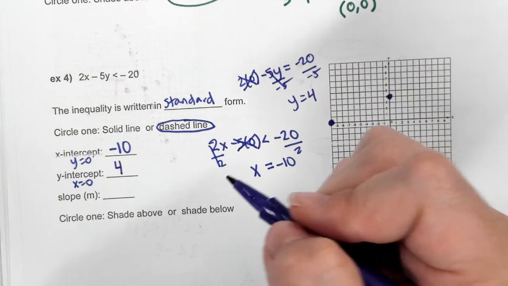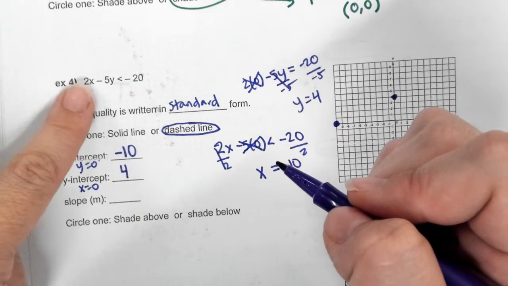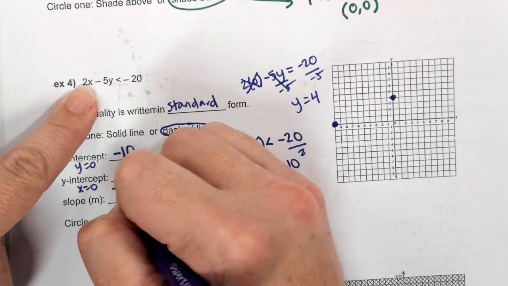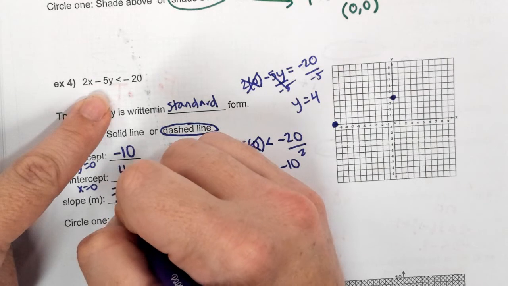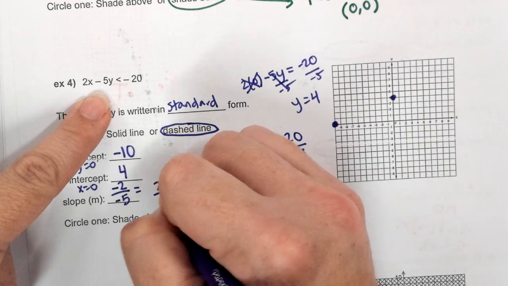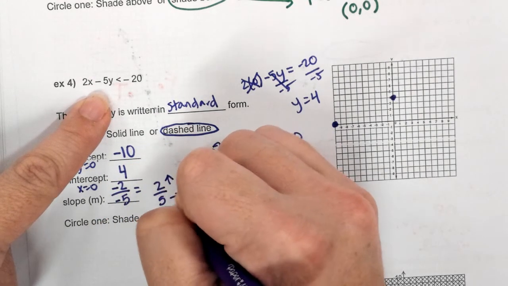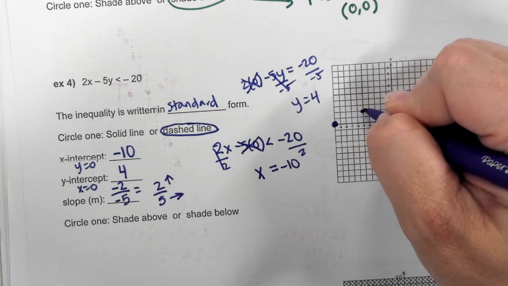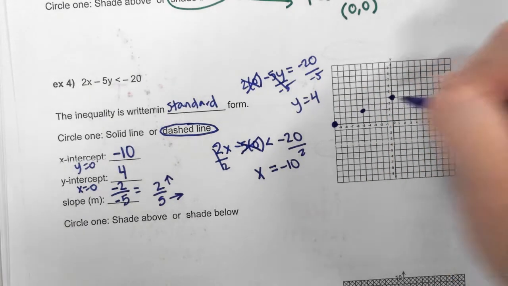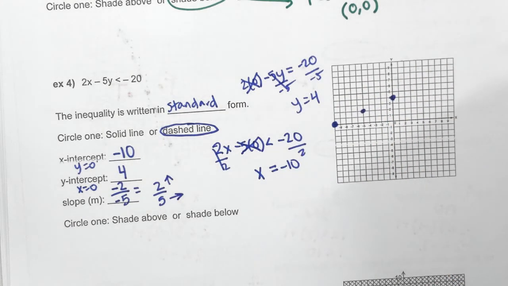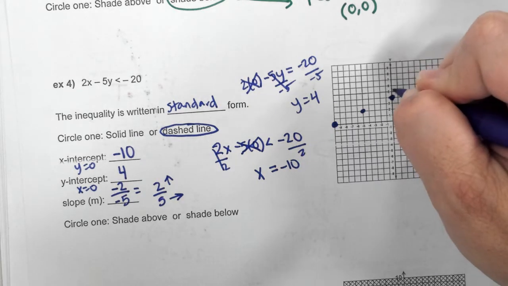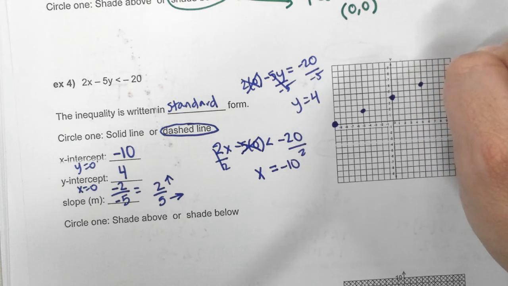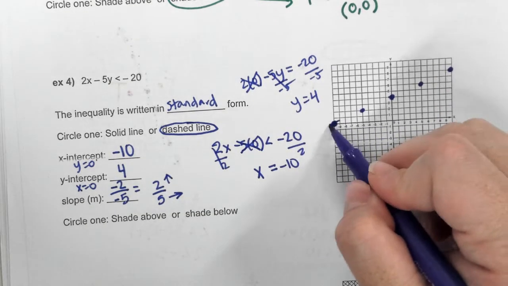Now, what's my slope? Opposite of A over B. So negative 2 over negative 5. And 2 negatives makes A a positive. So rise 2, run 5. Well, if I rise 2, run 1, 2, 3, 4, 5. Rise 2, run 1, 2, 3, 4. Did it bring me back to my Y-intercept? Then I did the slope correctly. Okay, and this is a dashed line.